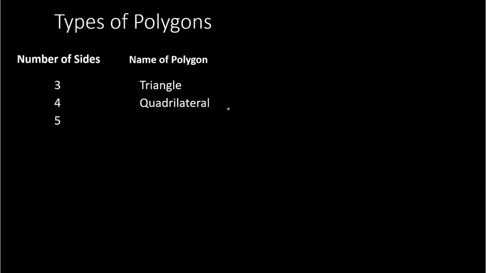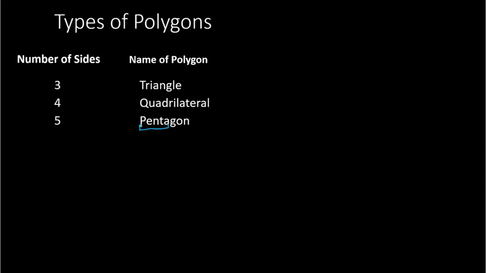Next we have a polygon with 5 sides. That name is a pentagon. Penta, this prefix means 5, and gon, remember, means angles. So this literally means 5 angles, which if there are 5 angles, there are also 5 sides.